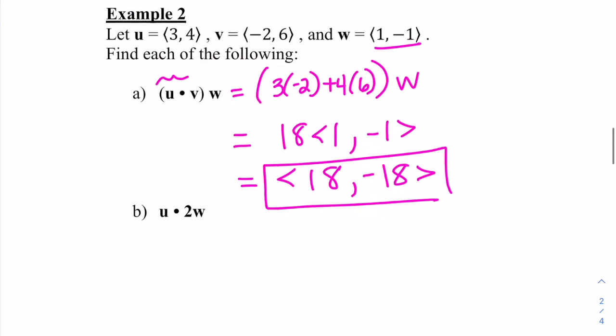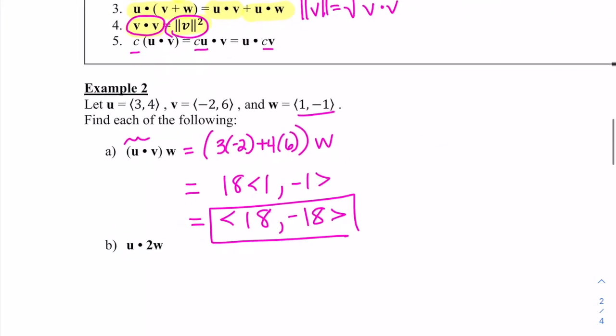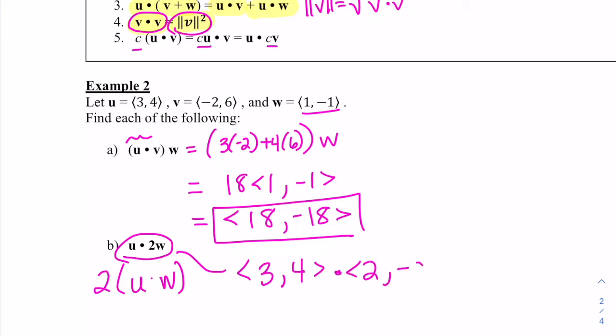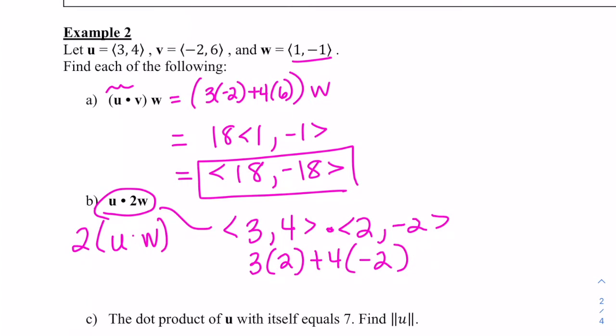All right, here we're going to have u dot 2w. And remember, that's going to be a scalar, right? So that would be the same as 2 times u dot w. Okay, so you can do it either way. So I'm just going to stay with this form here. So we have the vector u, and I'll just write it out. That's 3, 4. And then I'm going to multiply vector w by 2. So 2, negative 2. And so that dot product will just be 3 times 2 plus 4 times negative 2. And we'll just get 6 minus 8, which is negative 2.